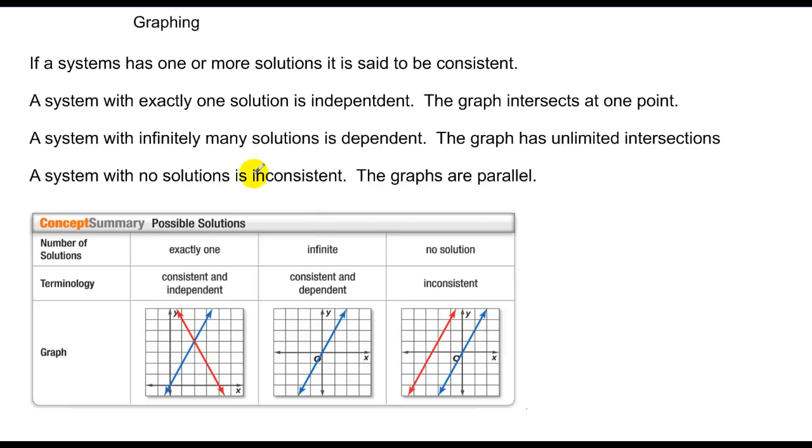So when we talk graphing, if a system has one or more solutions, it's consistent. If it has one solution, we call it independent. And as you can see here, two equations, one solution, the graphs intersect at one point. A system with infinitely many solutions, we call dependent, and it has infinitely many intersections. In other words, one graph is graphed on top of another. A system with no solutions is inconsistent, and the two graphs for this system will be parallel, thus no solutions.